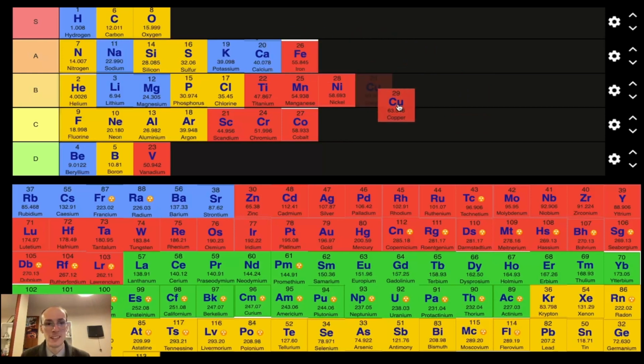Iron is important for breathing. Oxygen is important for breathing. Copper, also important for breathing. It's part of the electron transport chain, so it can go in the A section.